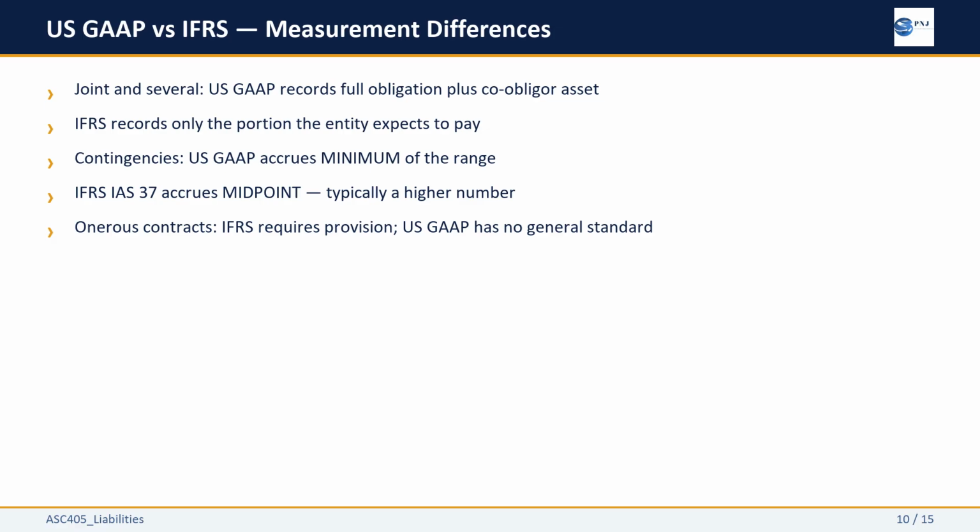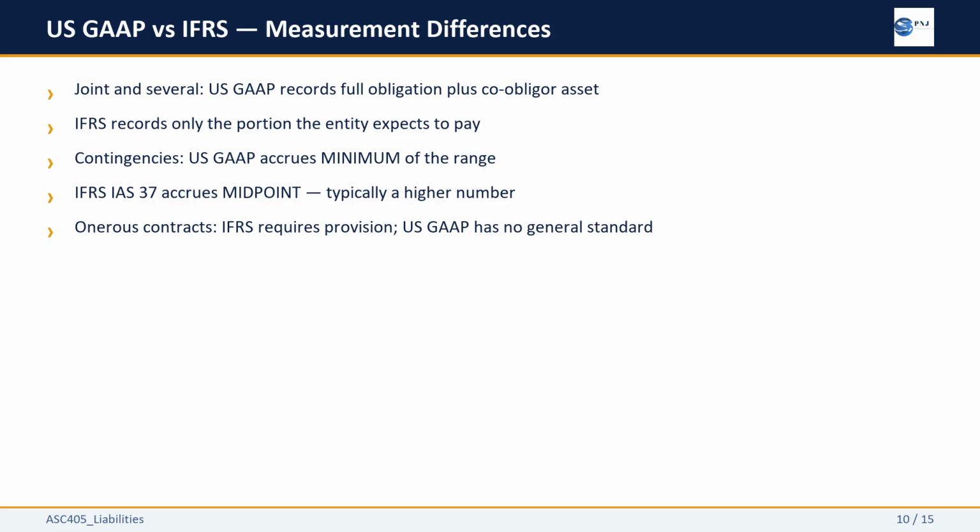The measurement differences between US GAAP and IFRS for liabilities can produce meaningfully different balance sheet numbers from the same underlying facts. For joint and several obligations, US GAAP requires you to record the full obligation and then separately recognize an asset for what co-obligors will probably contribute. IFRS takes a different approach. You only record the share you actually expect to pay.